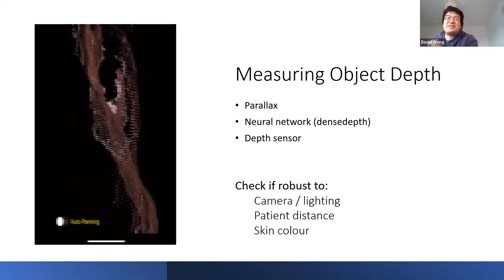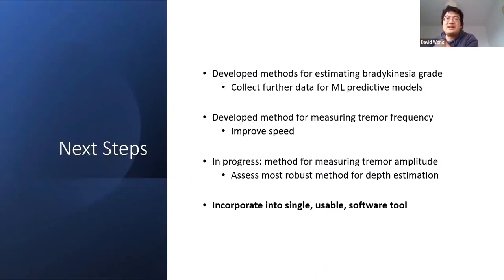But the main advantage is we can get a direct 3D estimate of points, which may be accurate enough for us to measure tremor in 3D directly. And in any case, we'll be testing these methods for robustness over the next few months.